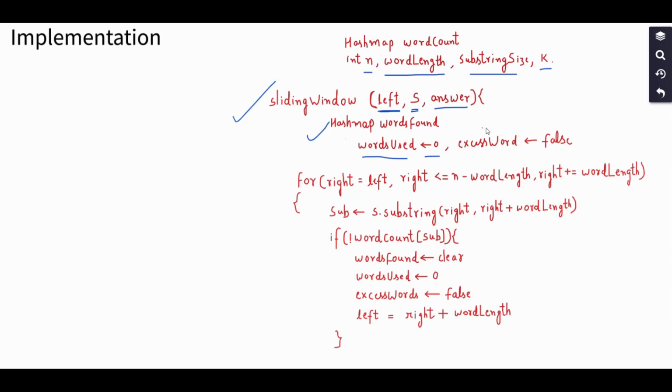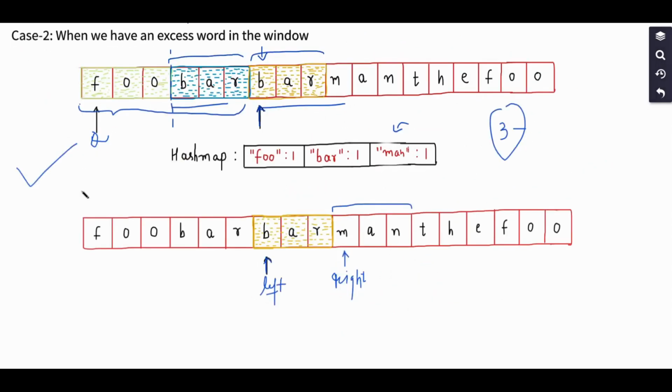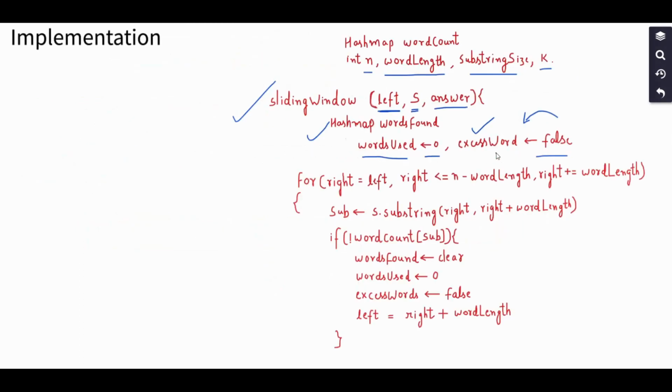While this is a Boolean variable, access word, which is initialized to false, it represents the case number 2 here, which I explained earlier, and it is true when we encounter an access word, and it is false when we do not encounter any access word.